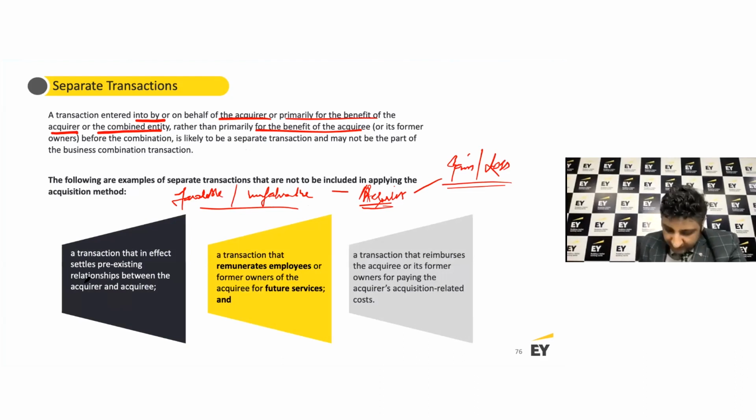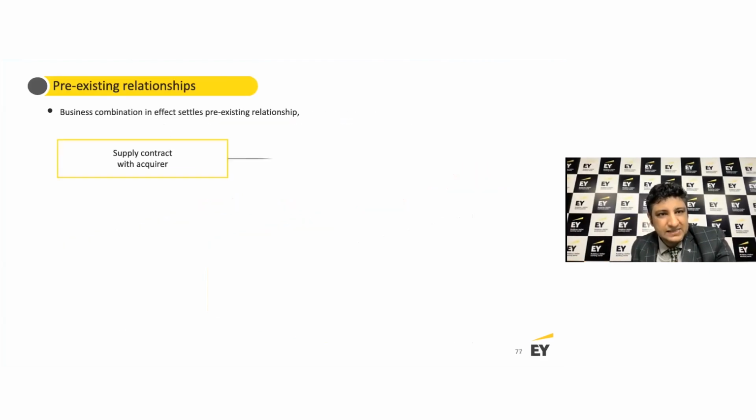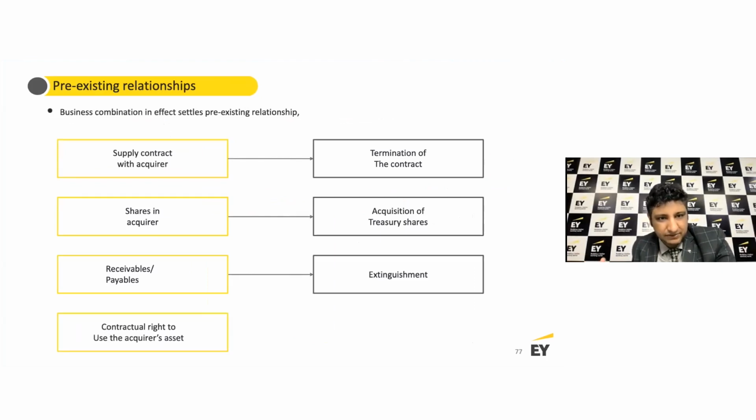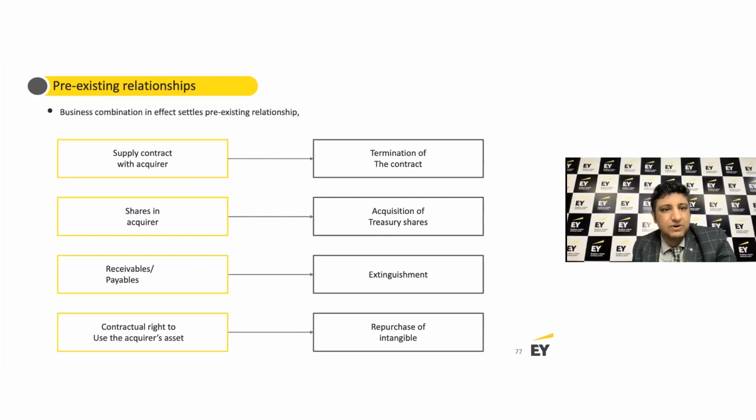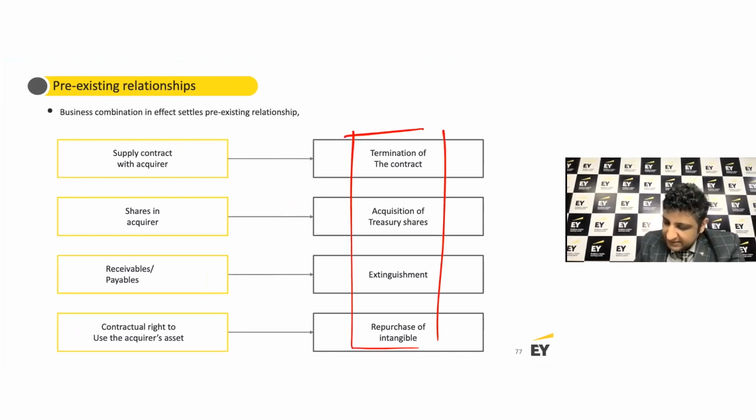So for example, there could be any pre-existing relationship, as we discussed, or there could be a transaction wherein you're looking at remunerating people, or there could be any acquisition related costs, etc. There could be multiple examples. There could be a court case going on between the two entities, right? These are all separate transactions in the standalone businesses, but when you look at the settlement of those, right? So we just talked about these scenarios where there is a supply contract, or there could be a receivable or payable, etc. You need to look at it that after the acquisition, they are essentially considered to be a single entity.